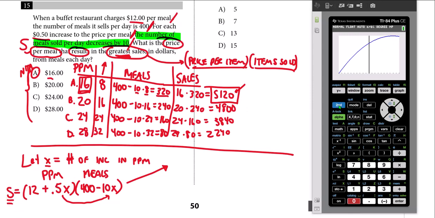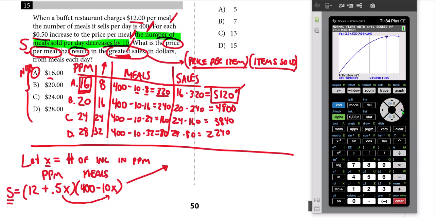So here's what I'm going to do. I'm going to go second trace, which gives me my calc menu. I'm going to go to number 4, maximum. I am going to bound the maximum. That's what the calculator is asking me to do. It's going to ask me for a left bound and a right bound. This is all done in section 12, quadratics, of the manual. I'm going to hit enter.